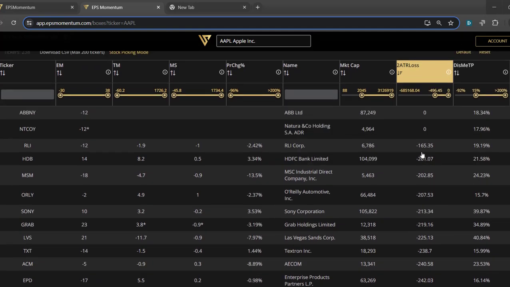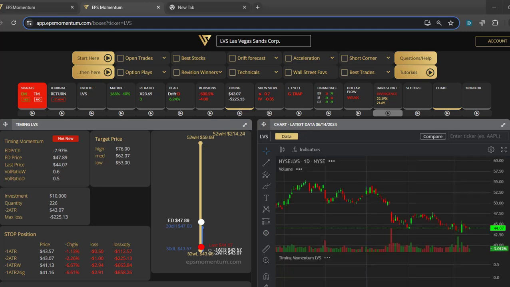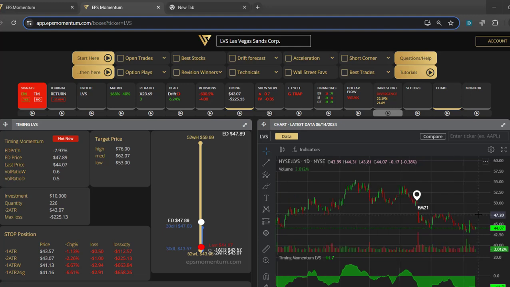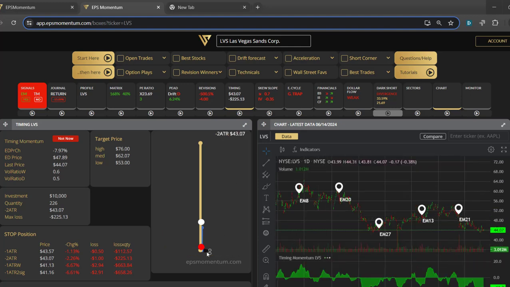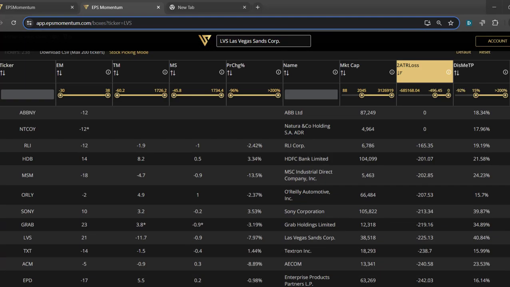Obviously some are quite illiquid, but we can remove them. But you have some, like Sony Corporation or Grab Holdings or Las Vegas Sands. If we click on Las Vegas Sands, you can see the timing widget for Las Vegas Sands. It's only $43. Only $225. And it's really at the bottom, at the low of its trading range. So that's also why it's far away from its mean target from analysts.